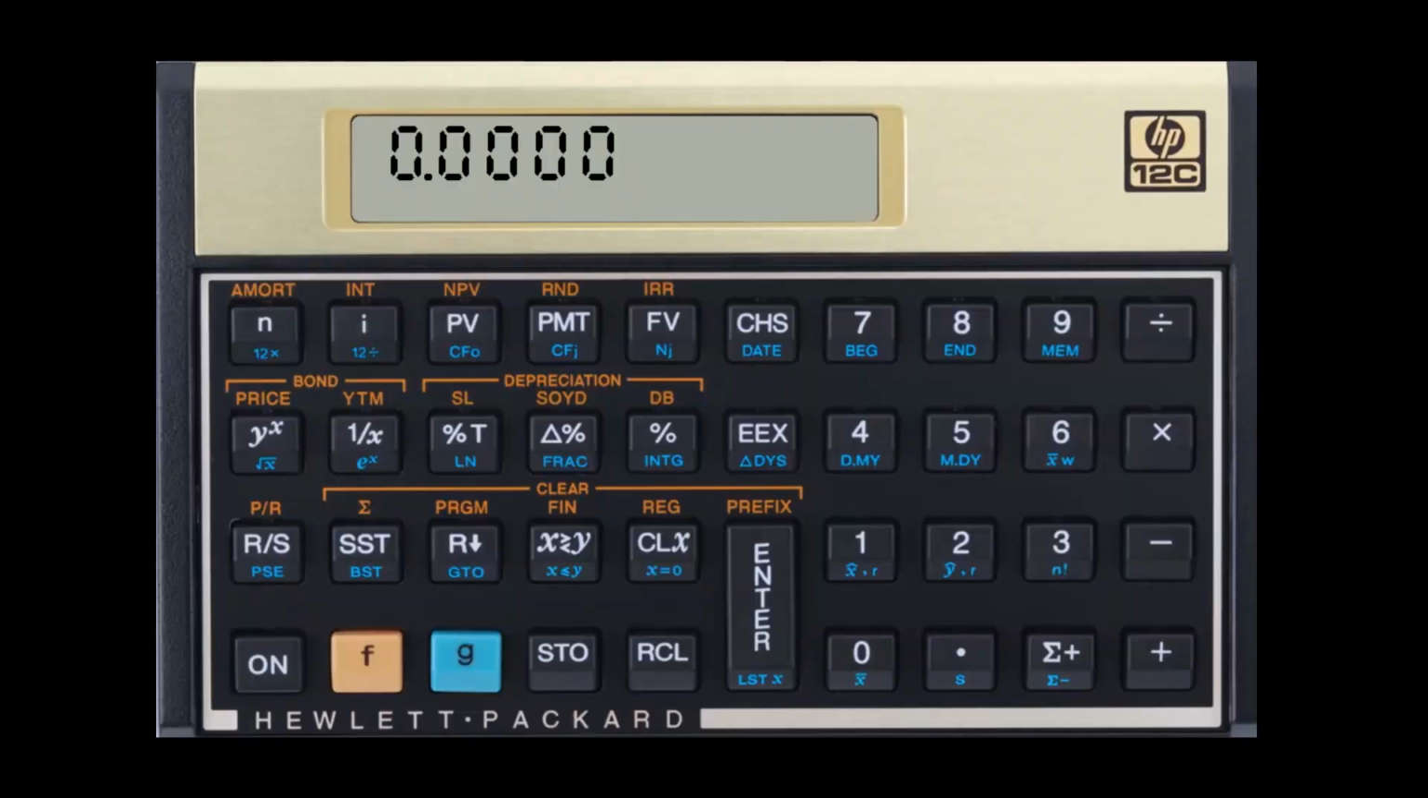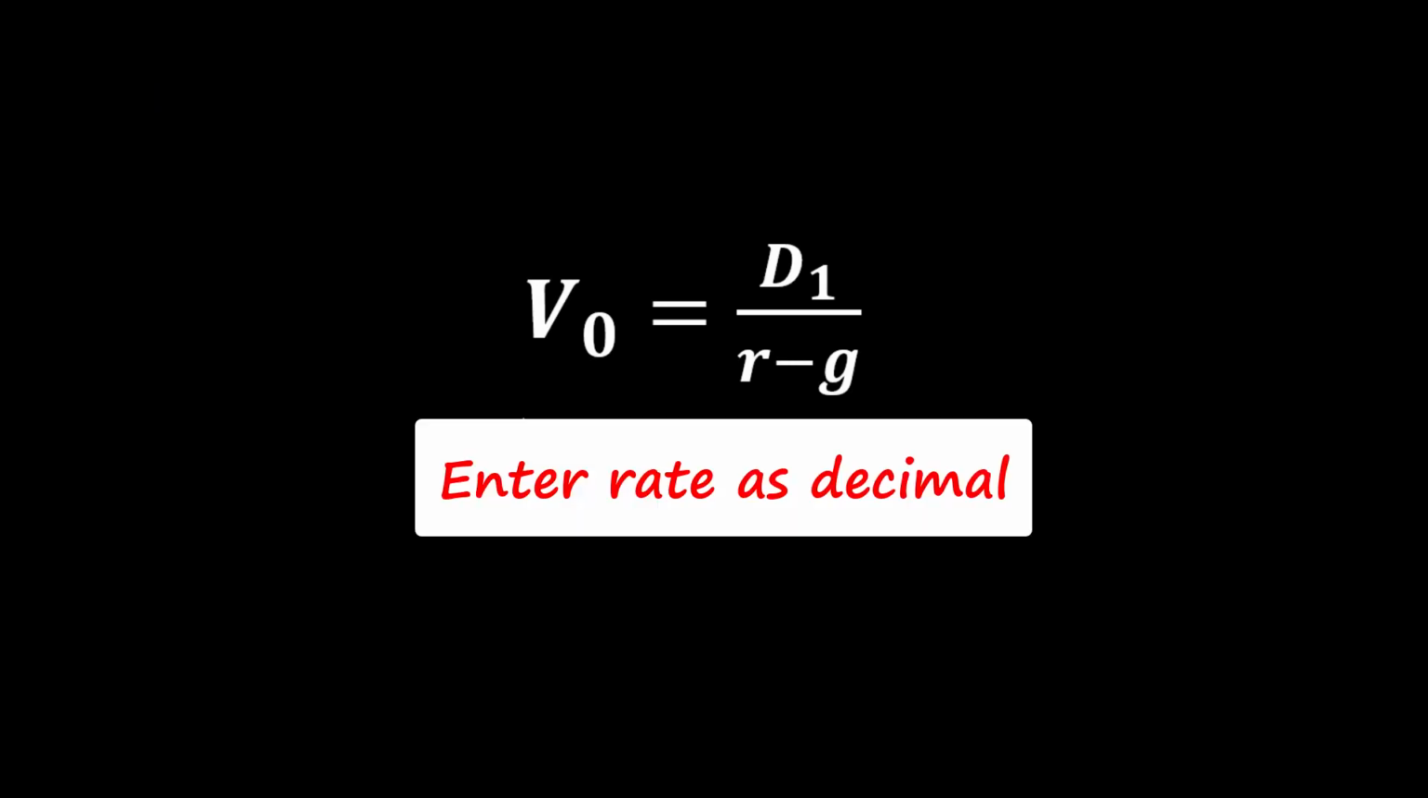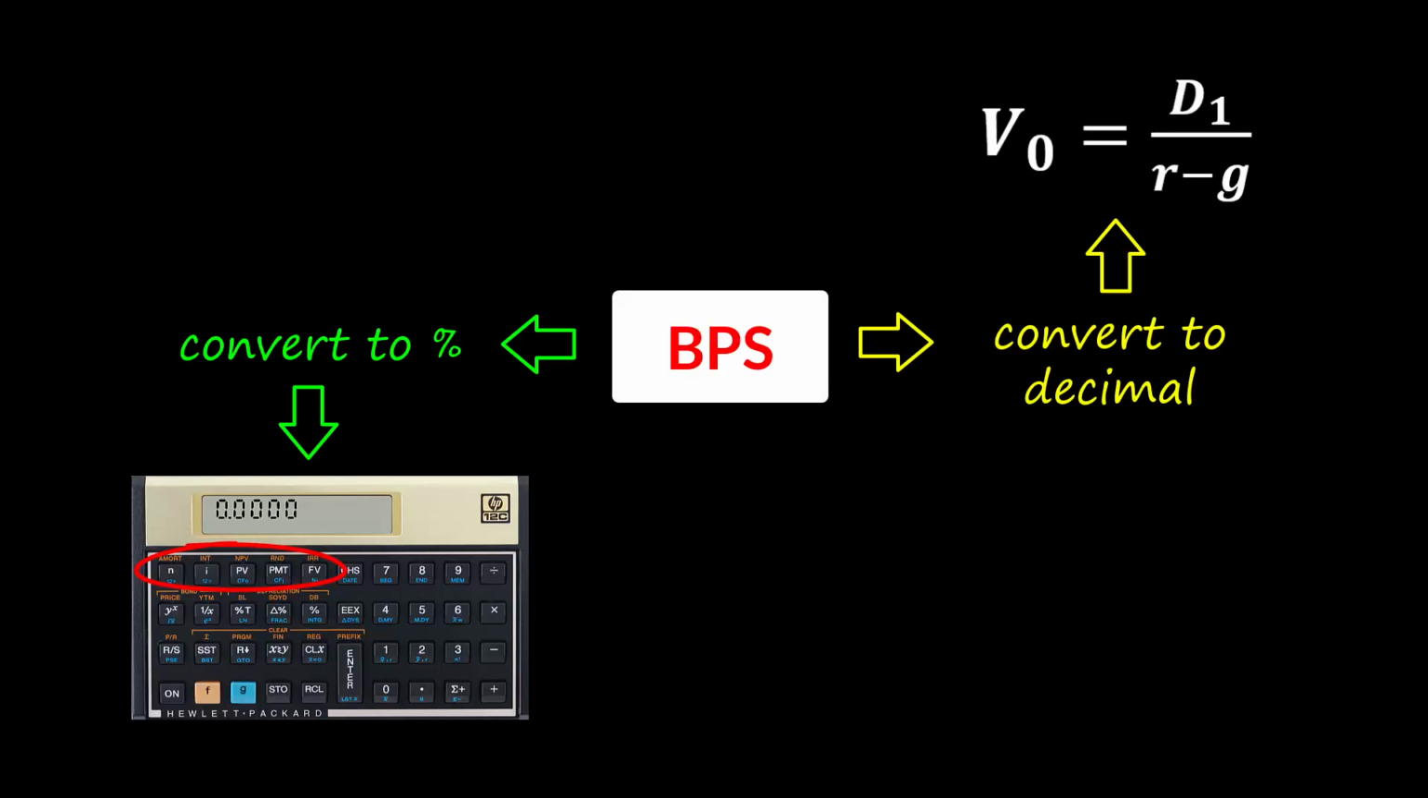The difference between percentages and decimals is especially important when using a financial calculator. If you are using the TVM buttons, you need to enter your rate as a percentage. But if you are using an equation, such as the Gordon growth model, the rate must be entered as a decimal. Note that you normally don't use basis points in either situation, so you need to convert these first to percentage or decimal before you do your calculations.